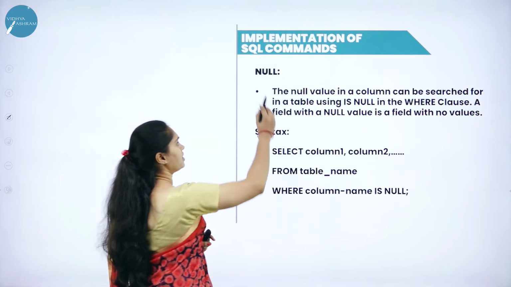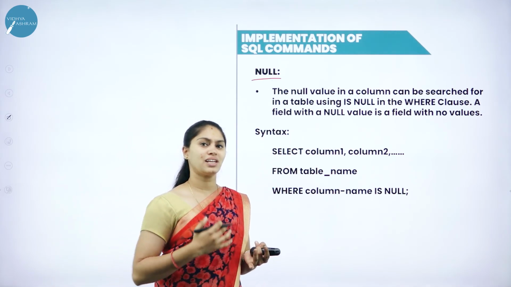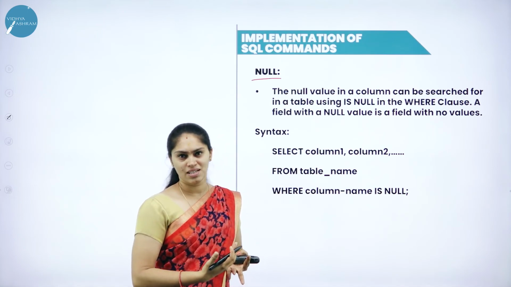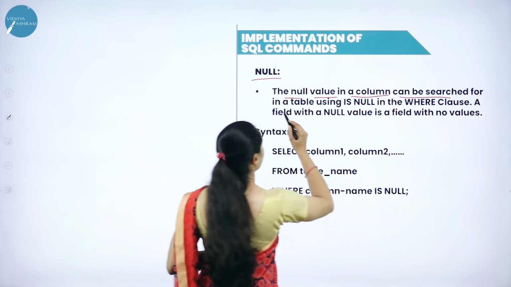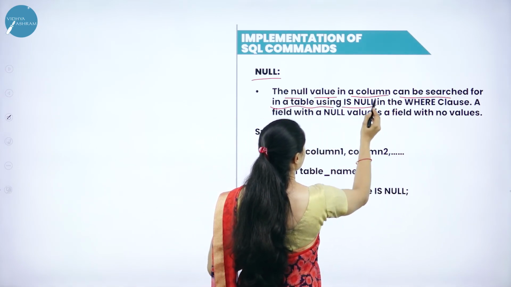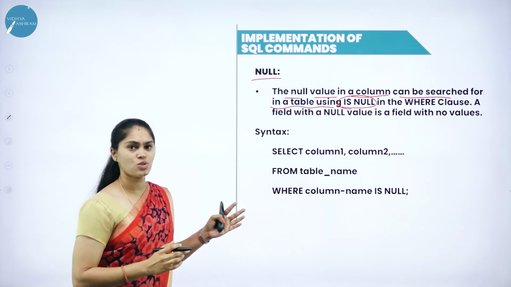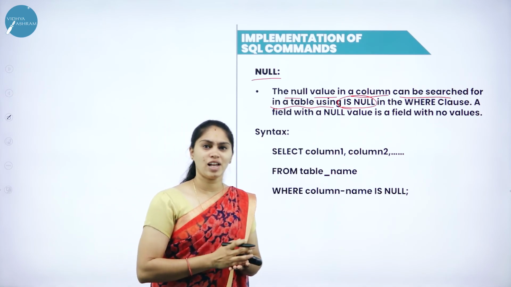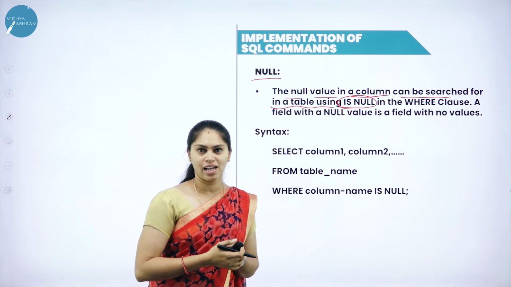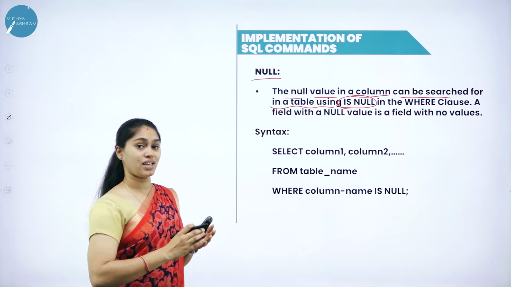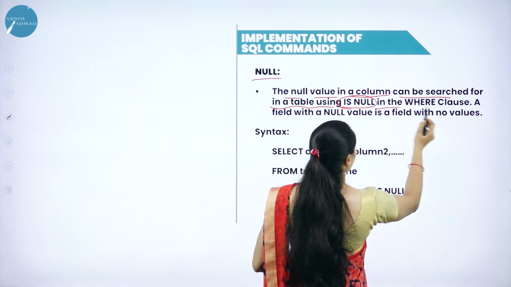So next we have NULL. As we all know, NULL has a different meaning. It can be a missing value, a junk value, or a misplaced value, right? So a null value in a column can be searched for in a table using IS NULL. Why are we going to use this IS NULL? If I want to check whether any null value is present in my table, whether I missed anything while entering the values, then we use this NULL keyword in the WHERE clause.